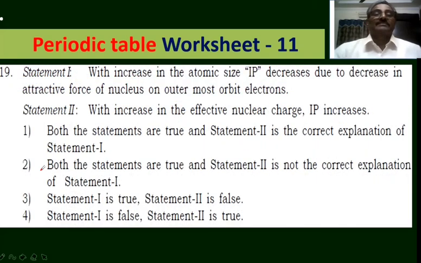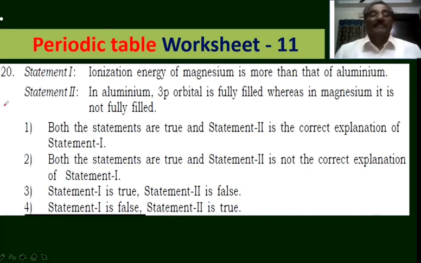Next, 19th question. With increase in the atomic size, ionization potential decreases due to decrease in the attractive force of nucleus on the outermost orbit electrons. This is true. Second option is with increase in the effective nuclear charge, IP increases. This is also true, but this is not explaining the first statement. So again, second option will be the right option here. Next, 20th question. This is also a statement type question.